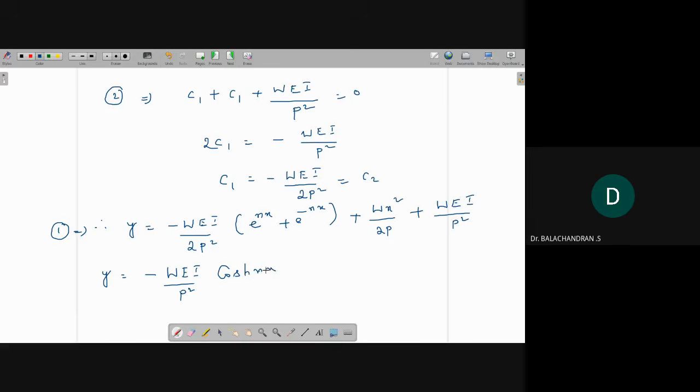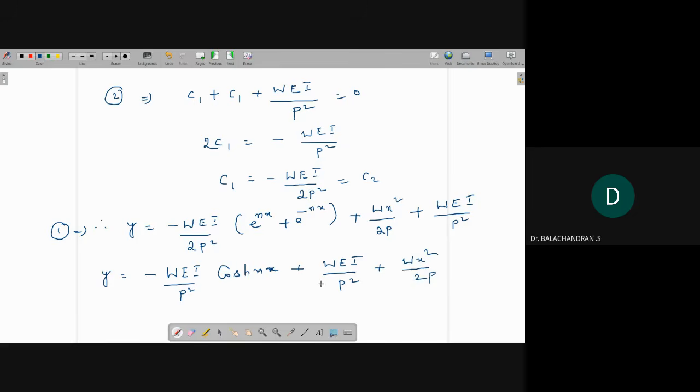This is n, this is x, cos h nx plus wy by p square plus w x square by 2p.